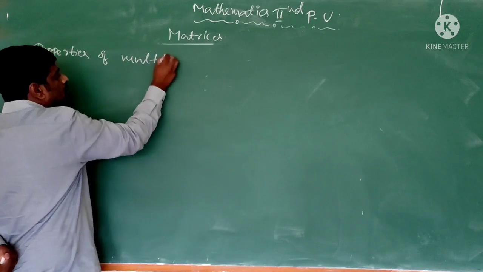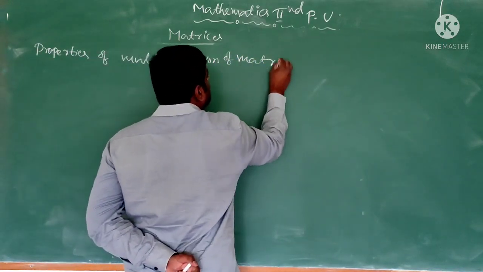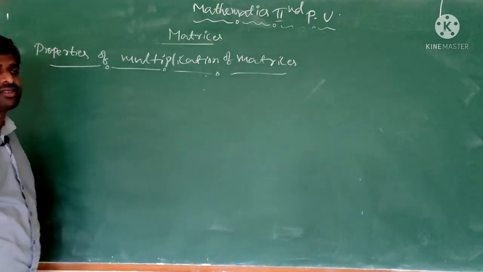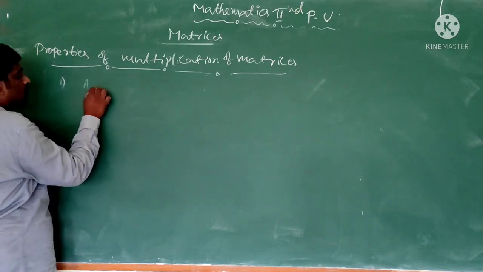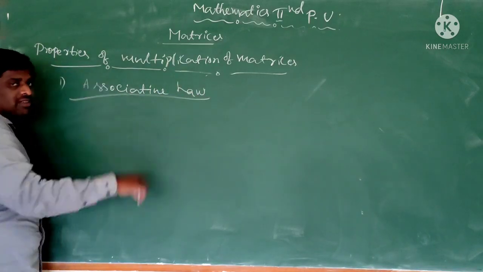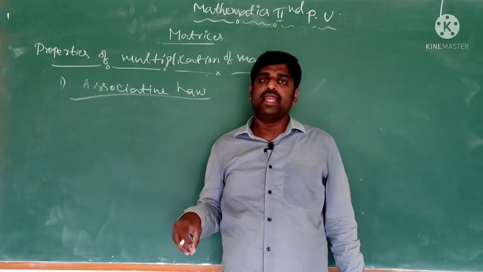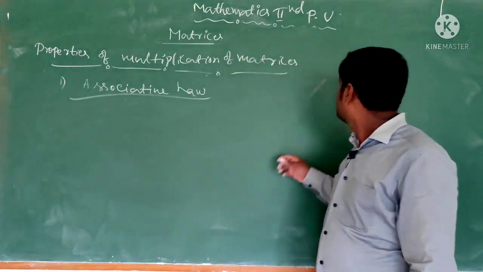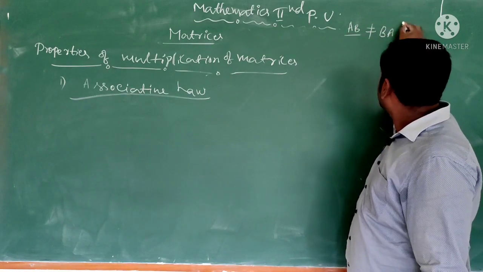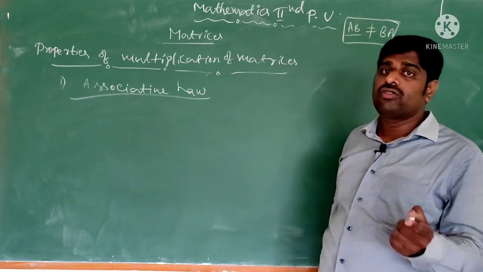Properties of multiplication of matrices. First property is associative law. So here commutative law is not satisfying. Okay? Commutative law is not satisfying. So why? It means AB is not equal to BA. Whatever product AB is there, that is not equal to BA. That's why commutative law is not satisfying under multiplication, but associative law is satisfying.